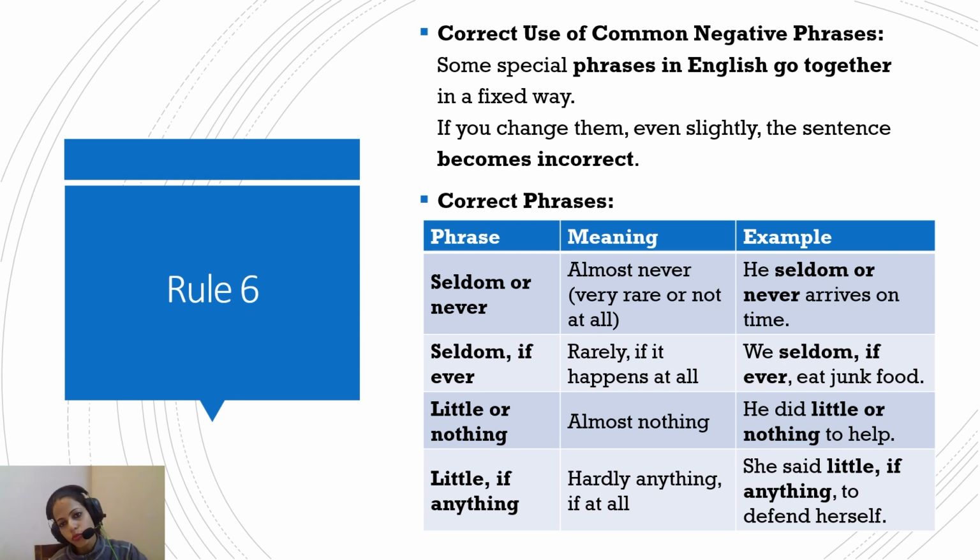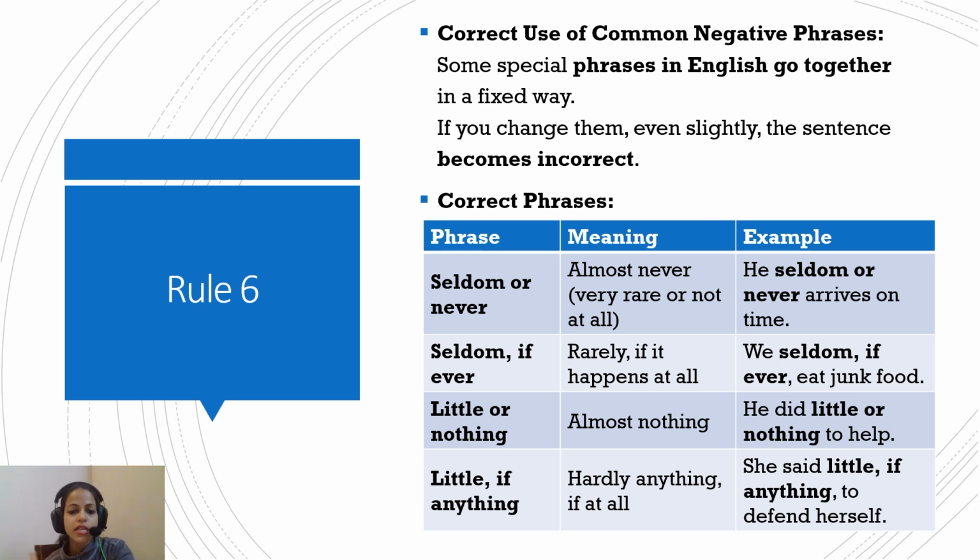The correct use of common negative phrases. Some special phrases are there that we'll go through in the slide, and you just have to see that these phrases are used with this. For example, seldom or never. This is a phrase. It means almost never, very rare or not at all. For example, he seldom or never arrives on time. So he's pretty much a latecomer. Maybe once out of 10 times he might have, but he almost never arrives on time.